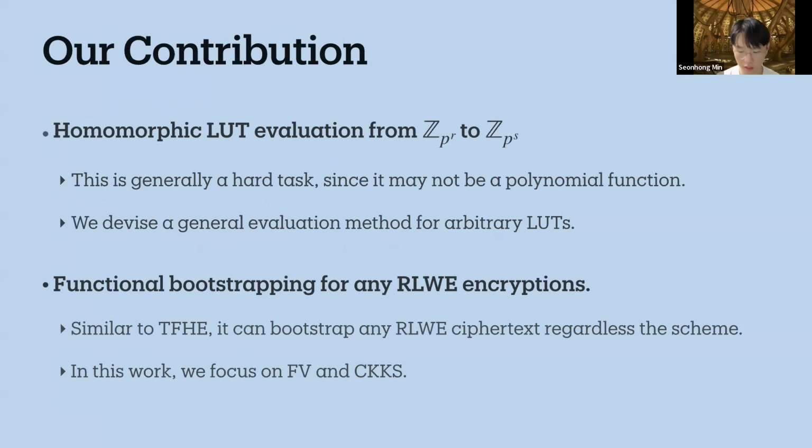So in this work, we have two main contributions. The first one is homomorphic LUT evaluation from Z_p^r to Z_p^s. As I said in the last slide, this is generally a hard task because there may not be a polynomial representation for this LUT. So we devise a general evaluation method for arbitrary LUTs.